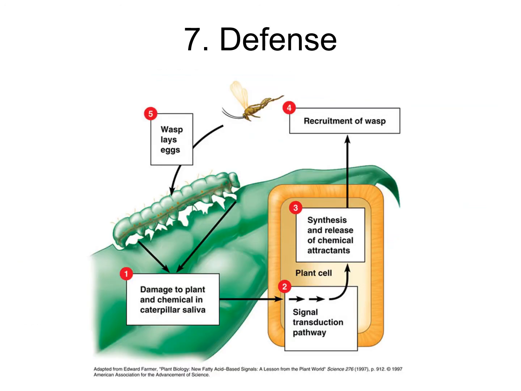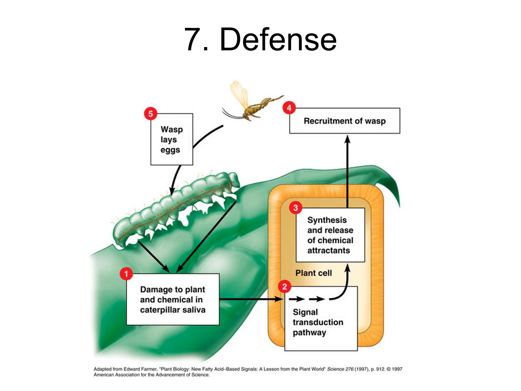Our final example of responses in plants that are under the influence of chemical messengers is defense. Plants use chemical messengers to defend themselves. And here's a really interesting example. This plant's being chewed on by a caterpillar. So cells are being damaged. There are chemicals in the saliva of the caterpillar that the plant cells are responding to. In response to that, the plant is synthesizing volatile chemicals that go into the air.